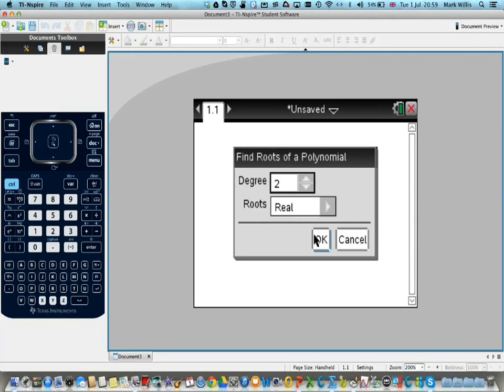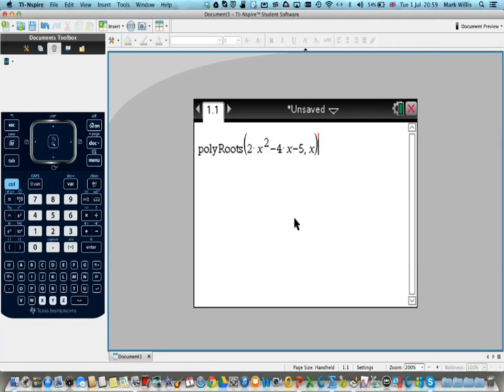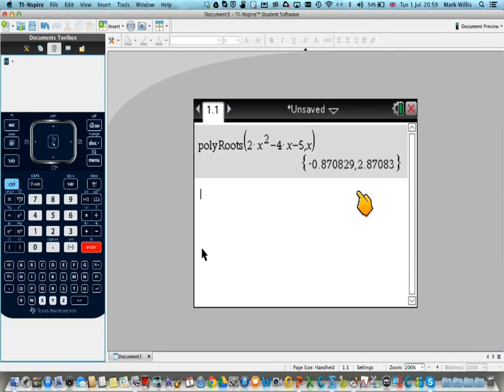That's the default settings. We'll press OK, and now we have to put in the coefficients. So we put in 2 in the first one, minus 4 in the second one, and minus 5 in the last one. So the value of A, the value of B, the value of C that we've been using. We'll press OK, and we see it makes the equation, and all we need to do is press the enter button, and we get the two answers, minus 0.871 and 2.87.